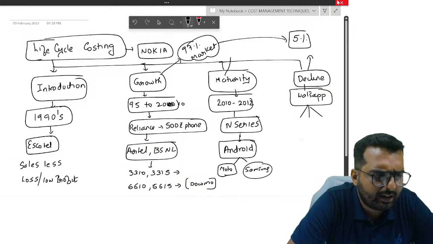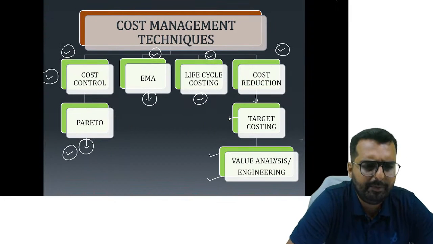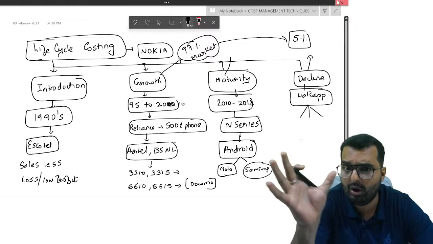Okay. So once we are done with life cycle costing, I think the only thing left for me to cover is EMA, Environmental Management Accounting. I will explain that concept, then we will go to the whole theory slides.